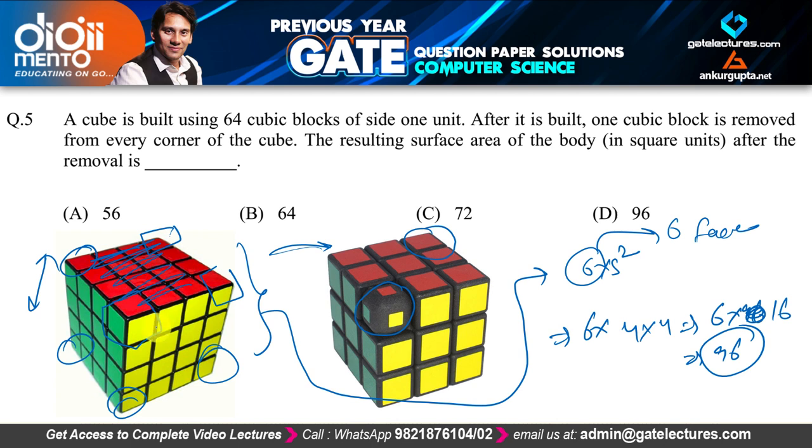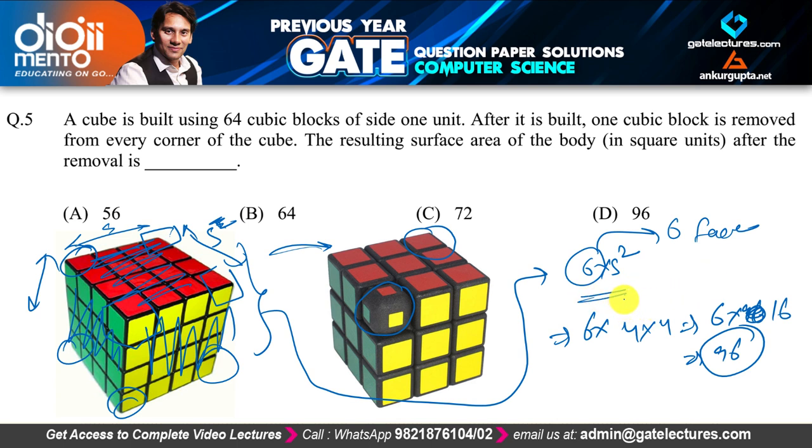So this is the first face, this is the second face, this is the third face, and again, there are three faces in the back also, so there are a total of six faces. And the area of every face is side square. Because this is side and this is side, so side square. Therefore, the surface area of a cube is 6 side square.